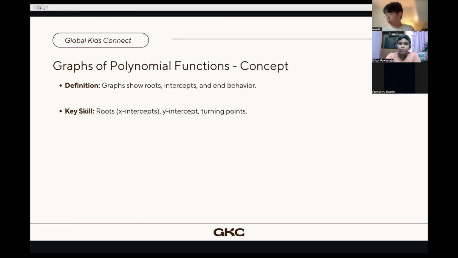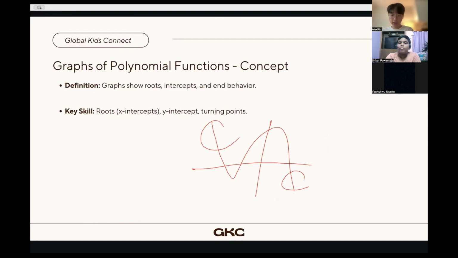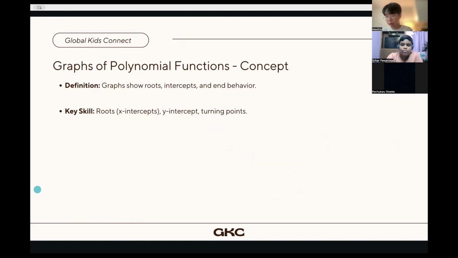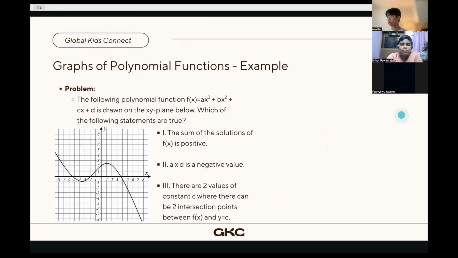End behavior means, if we have a graph as such, the direction the ends of the graph point. It could be for this case a third degree, or it could also be second degree. Graphs tell us a lot of very important information regarding the actual algebra of their functions, so it's important to know how to analyze them. Key skills include finding roots or the x-intercepts, the y-intercept, and also some turning points. We'll take a look at an example question going through this concept.